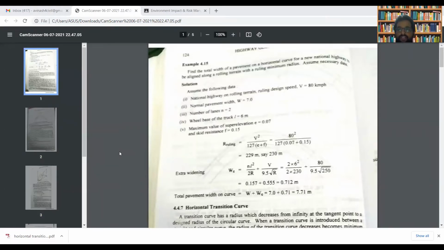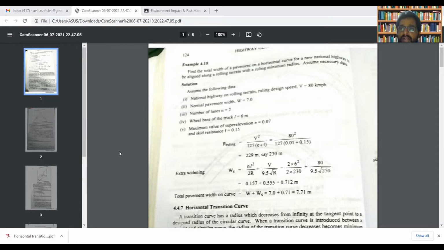Good morning. So today we are going to discuss horizontal curves, horizontal transition curve. Okay. So before starting the horizontal transition curve, last class we were solving some problems on widening, extra widening of pavement.